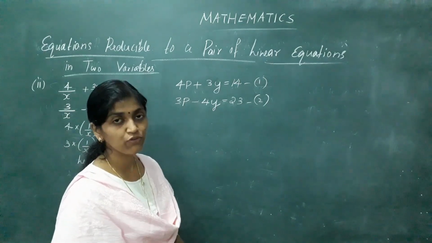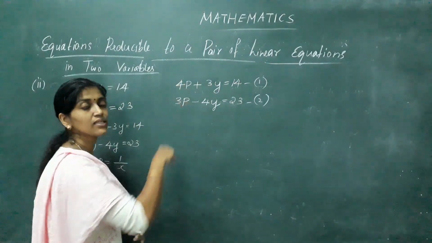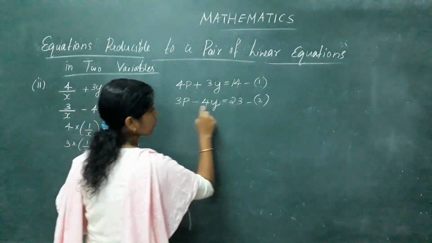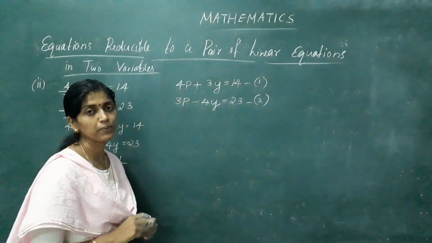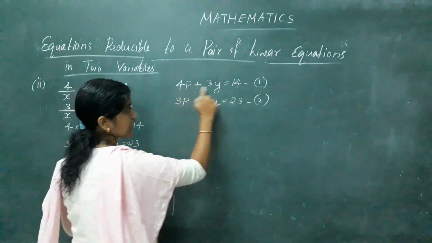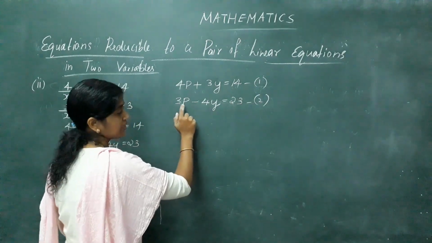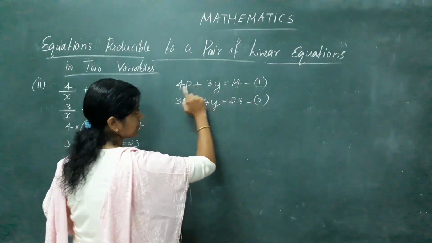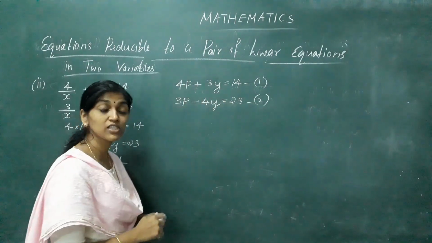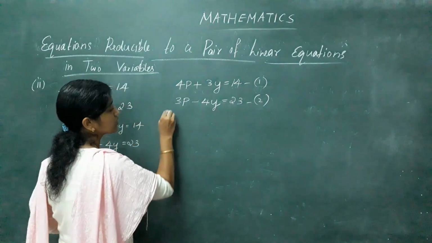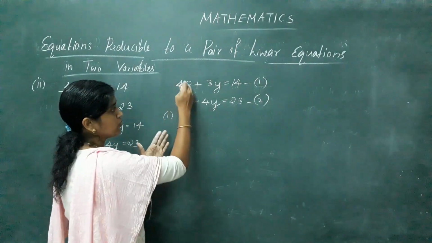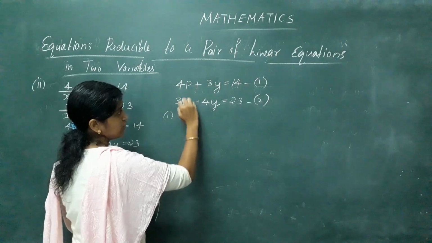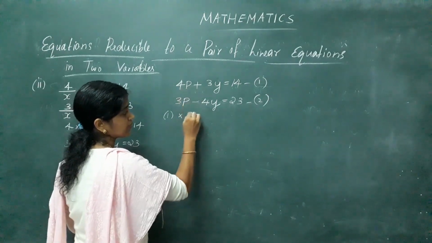For that I will take the LCM of 4 and 3. What is the LCM of 4 and 3? It is 12, which means this equation I have to multiply with 3, and this equation I have to multiply with the coefficient of p there, that is 4. This equation I have to multiply with the coefficient of p in the second equation, which is 3. 4 3s are 12, is it? And this equation I have to multiply with the coefficient of p in the first equation, that is 4. So taking equation number 1, I am going to make the coefficient of p same. LCM of 4 and 3 is 12, and multiply here with 3.